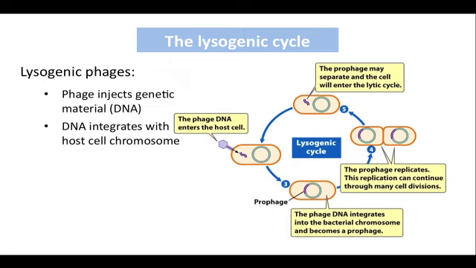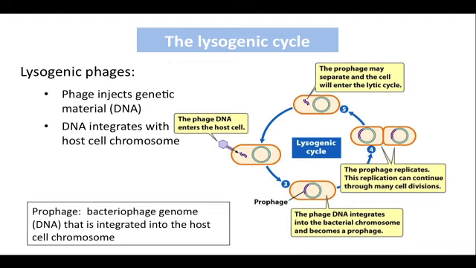After they have done that, the next step is that DNA, once it's inserted, will integrate into the host cell chromosome, and when that happens, the bacterial DNA is now combined with the phage DNA. The phage DNA is kind of passively in there, and at that point it's called a prophage. And all that means is that the genetic material of the bacteriophage is integrated into the bacterial host cell chromosome.